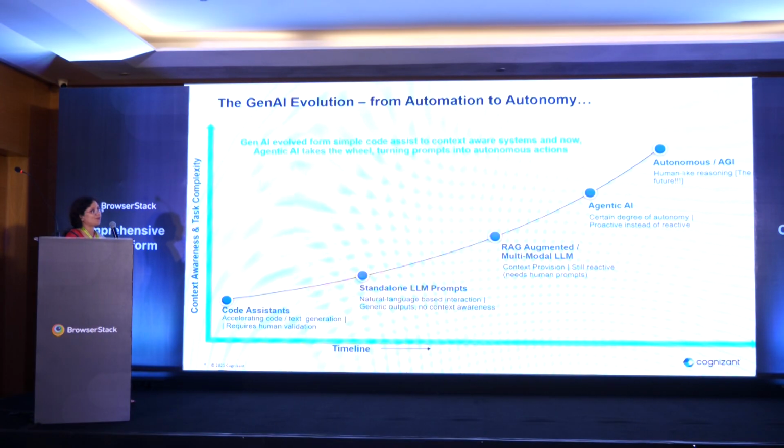Moving on, now I'll look at AI from the IT lens. So this has been the journey. I'm not going to read it out, all of you are familiar. We started using code assists and code companions, be it GitHub Copilot, Gemini Code Assist, Amazon Q. Then came your LLM prompts.